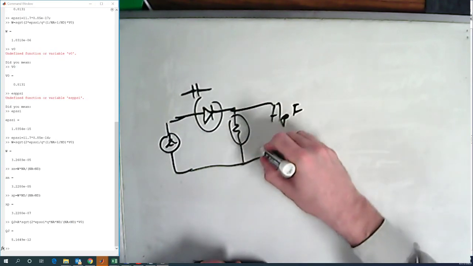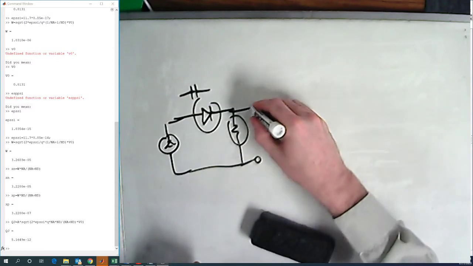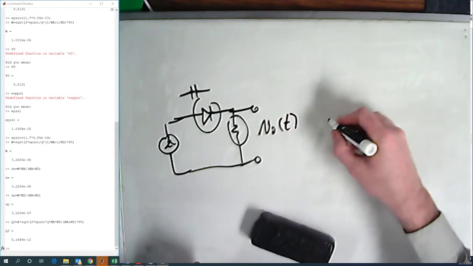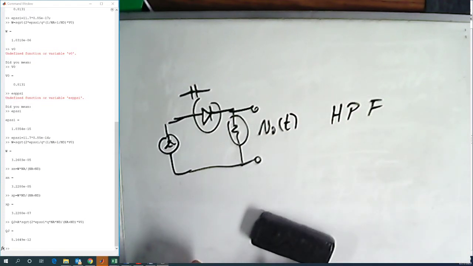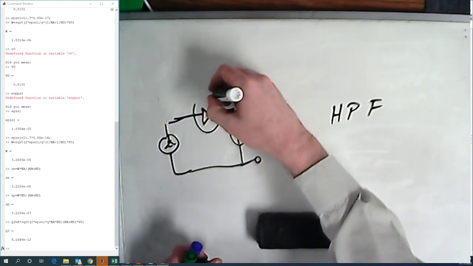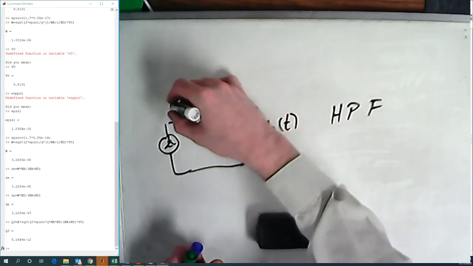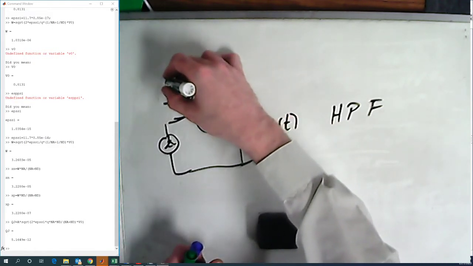If this is our V out of T, this is a high pass filter. Okay? So something to think about. That's really weird. And something that we need to worry about. In reverse bias, okay, this is going to look like an open circuit. Okay? So we're going to say it looks like an open, but really, so forward bias isn't quite as bad.